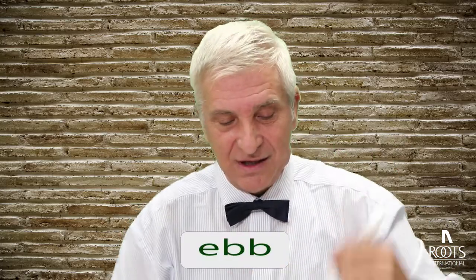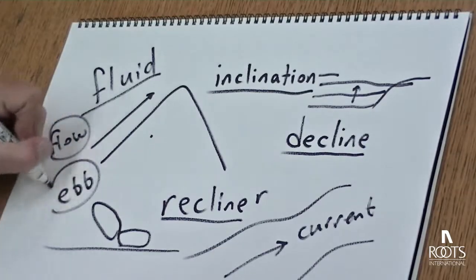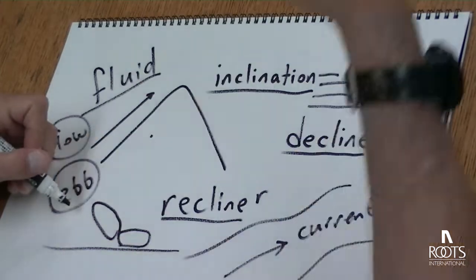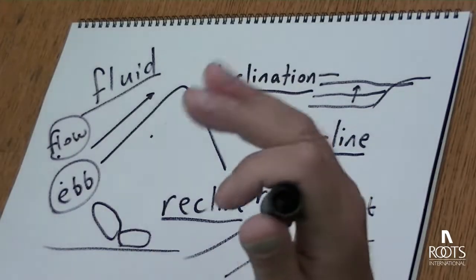Ebb means water moving away. And we often say ebb and flow. For example, the ebb and flow of traffic, or the ebb and flow of people walking through a train station or on the streets. These are not easy words, but they're useful words.